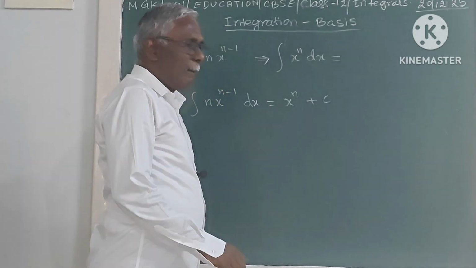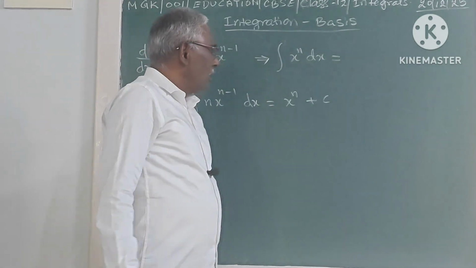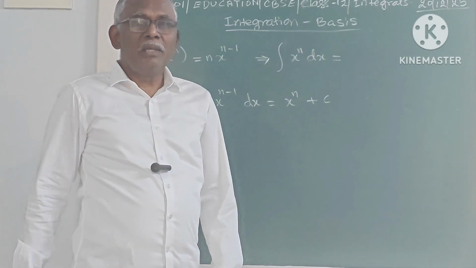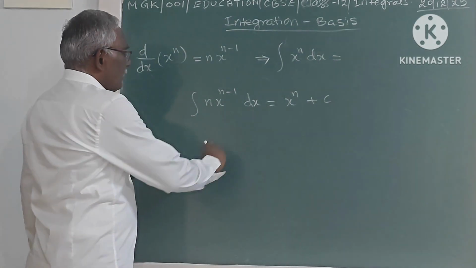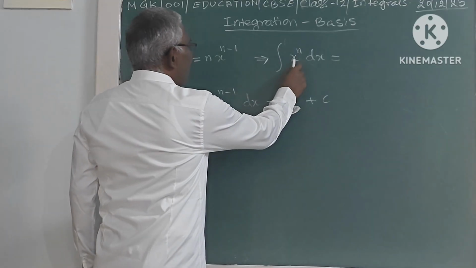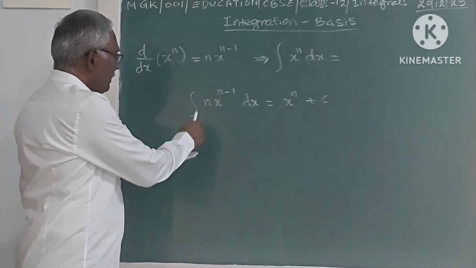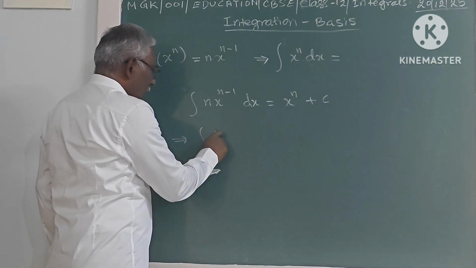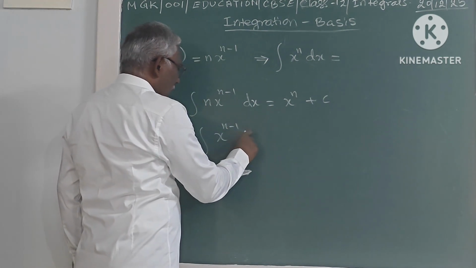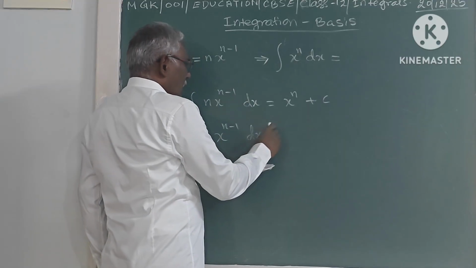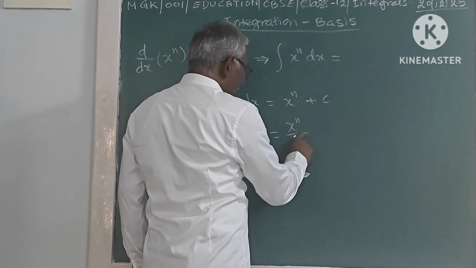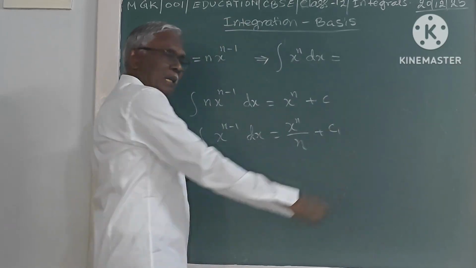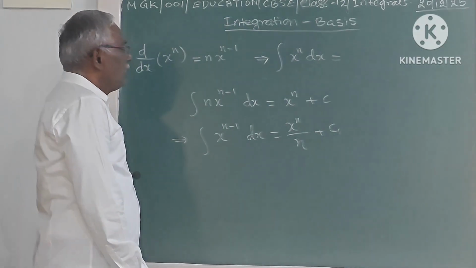plus constant. Why I am writing constant? Because if we differentiate constant, we will get 0. So while integrating, we have to add a constant there. So now we want integral x power n dx only. n is a constant that we can take to the other side. So this gives integral x power n minus 1 dx is equal to x power n by n plus c1. c1 is nothing but c by n, is some other constant.